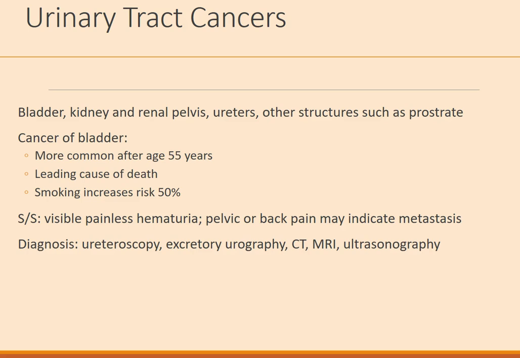All right, so now we're on to urinary tract cancers, bladder cancer, kidney cancer, renal, ureters, and other structures such as the prostate. So you can really get cancer anywhere within the renal system. Cancer of the bladder is more common after the age of 55. It's the leading cause of death, and smoking increases your risk by 50%.